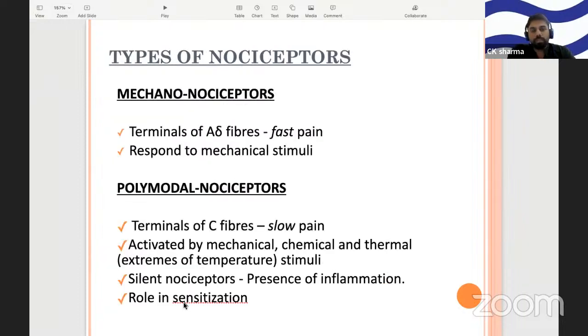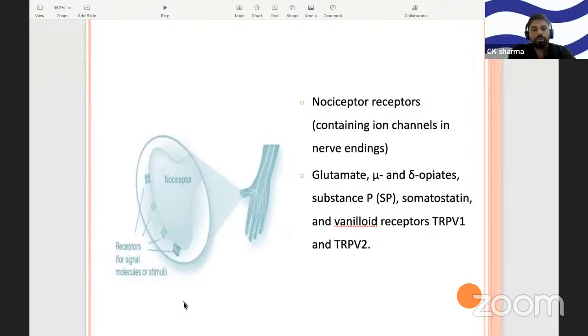There are 2 types of nociceptors. First are mechanonociceptors. By name, they respond to mechanical stimuli, and they are present on the terminals of A delta fibers, which carry fast pain. Polymodal nociceptors can be activated by mechanical, chemical, and thermal stimuli, and they are present on the terminals of C fibers, which carry slow pain. Silent nociceptors indicate the presence of inflammation, and they have an important role in sensitization. These nociceptors have receptors for neurotransmitters like glutamate, mu and delta opioids, substance P, somatostatin, and vanilloid receptors like TRPV1 and TRPV2.